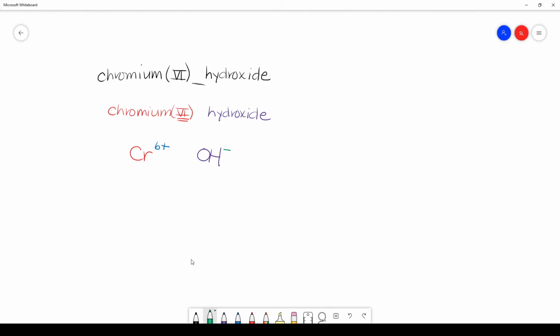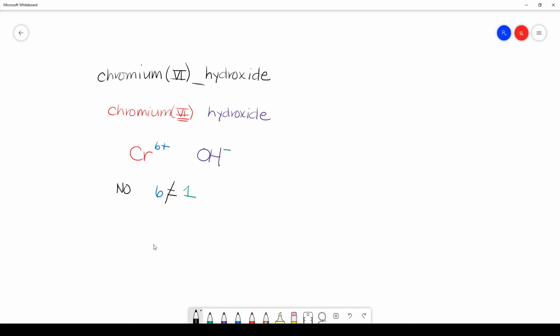Remember that with our charges, plus or minus, if the value is 1, we leave off the number and only write the sign. So I've done this critical first step of writing the ions, including the charges. And now I'm going to ask the same question that I did last time: are the charges equal and opposite? So I'm comparing a 6 to a 1.